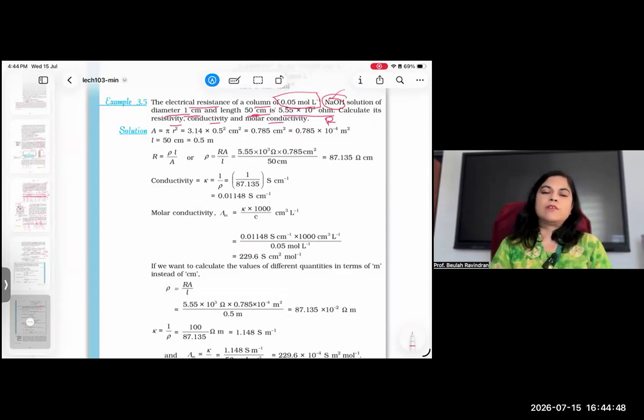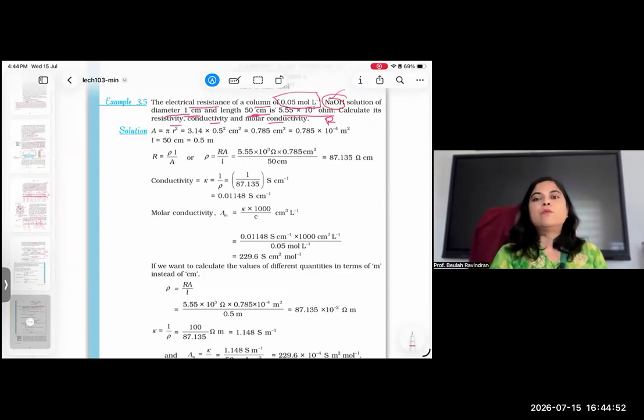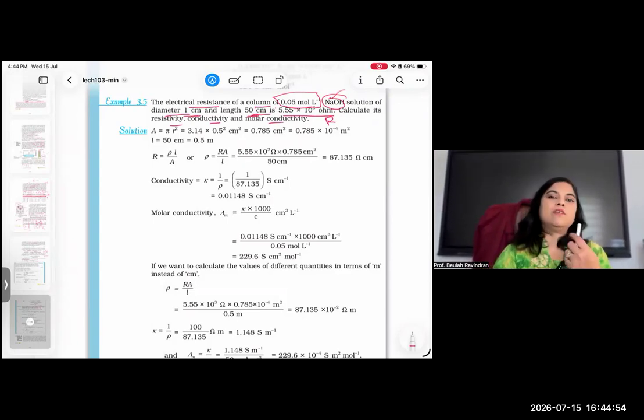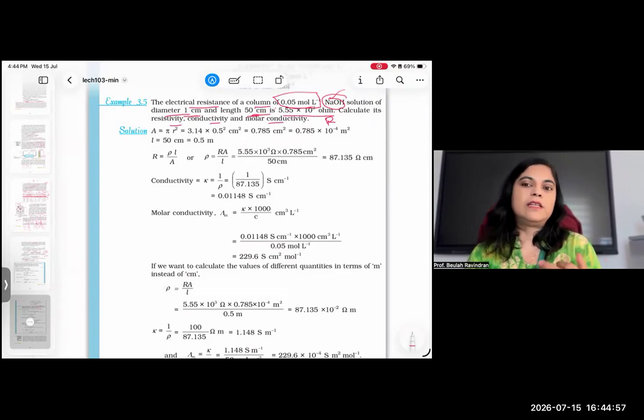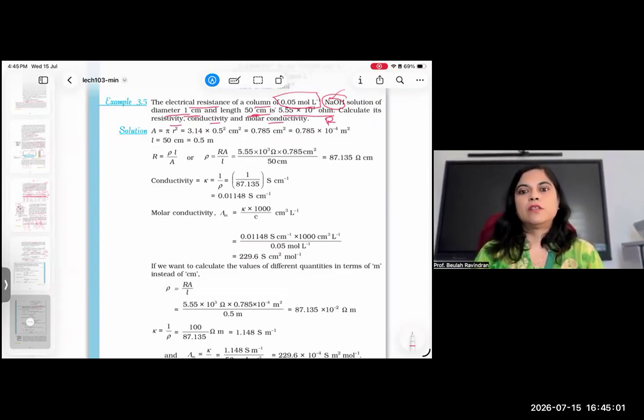So first, students, I've repeatedly told you, you must write what the given things are and what is asked. Then it is easy for you to connect with the formula, even if you forget the formula.